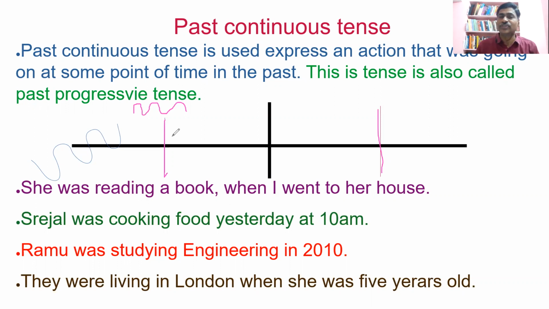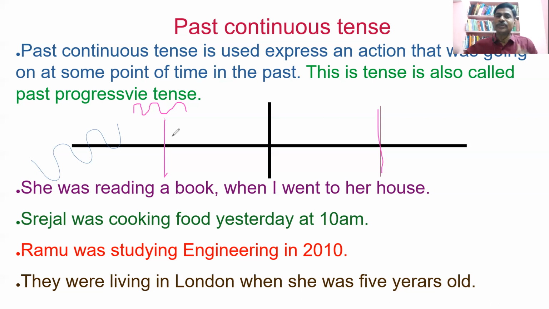When we are telling a story like this: a man was cutting a tree near the bank of a river. He was cutting a tree near the bank of a river, like this. When I was going to market, a scooterist hit me and I fell down. When I was going to market, I saw my childhood friend. I met my childhood friend, like this. When I was going to market, I fell down and I was injured. Like this, for some action which was going on at some point of time in the past, we use past continuous tense. It is also called past progressive tense.